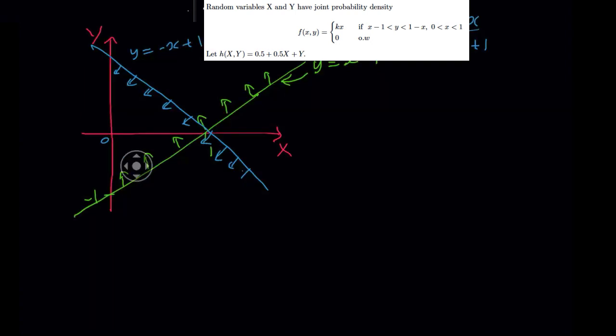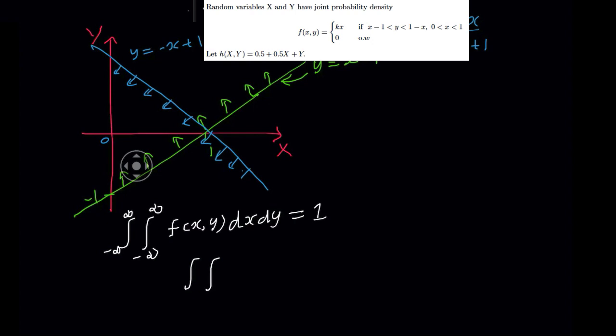How do we find the k? By the definition, the integral from negative infinity to positive infinity, and the same for the other variable, of the joint density f(x,y) dx dy equals 1. We can use this to find k. In our case, f(x,y) is kx, so k is a constant, times x dx dy. Now the next thing is to find the limits of x and y. How do we find the limits?